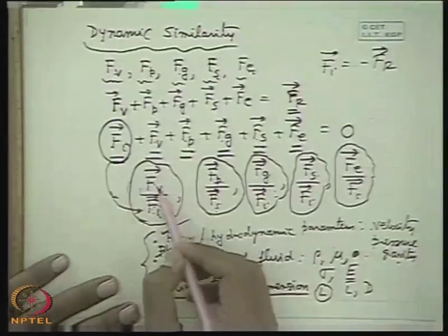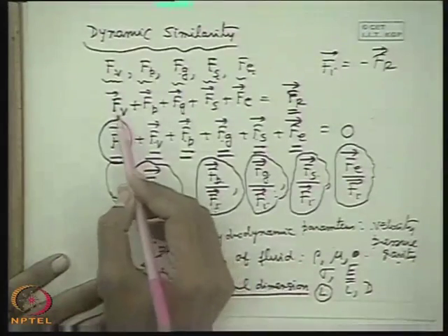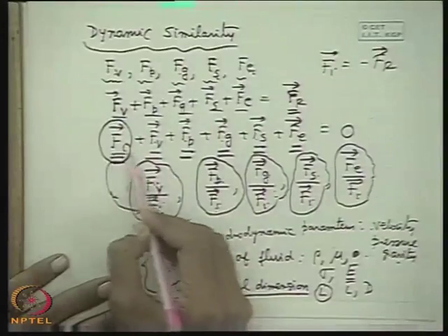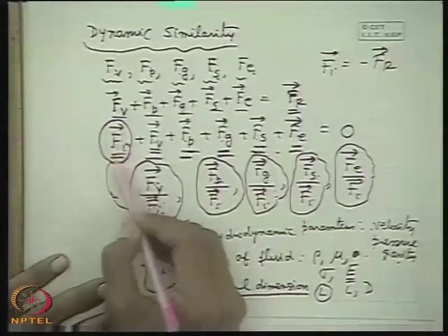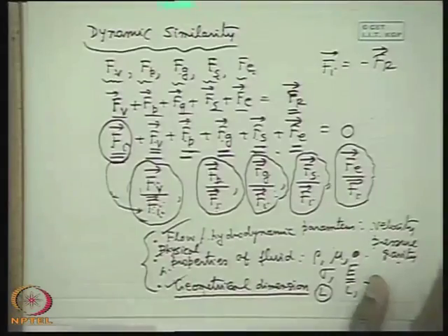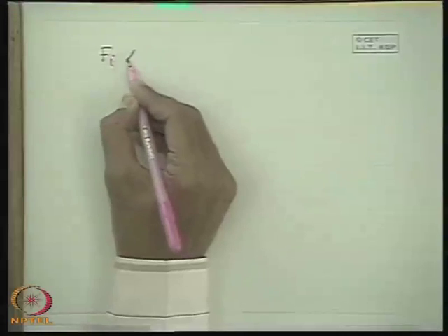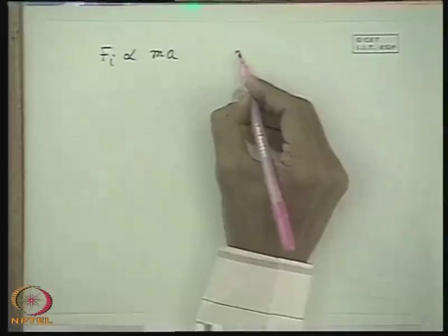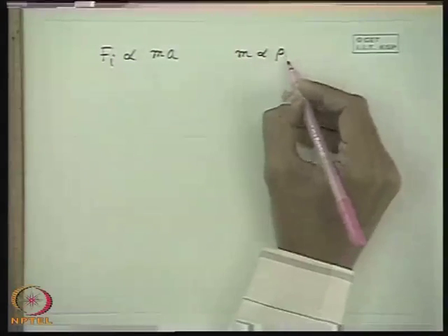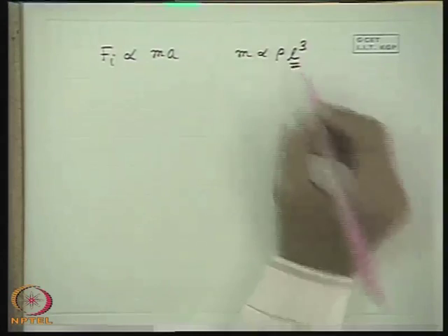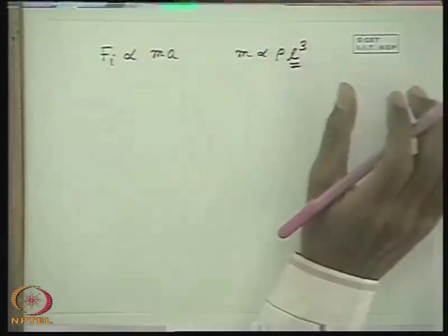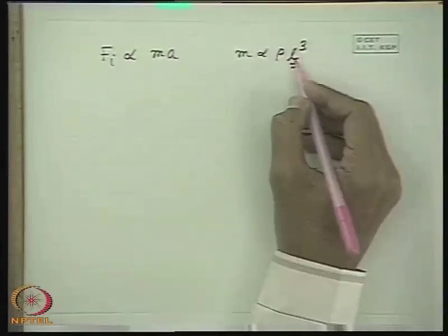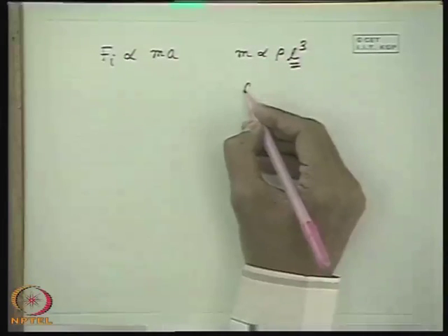Ratios mean one force divided by another force. So what we do is, one by one we find out the expressions for each and every force in terms of these parameters, in terms of proportionality. Now let us find that for inertia force. We know the inertia force is proportional to mass times acceleration. Now mass is proportional to density and some characteristic length cubed, L cubed, because volume is proportional to L cubed. Here L means some characteristic length of the problem.